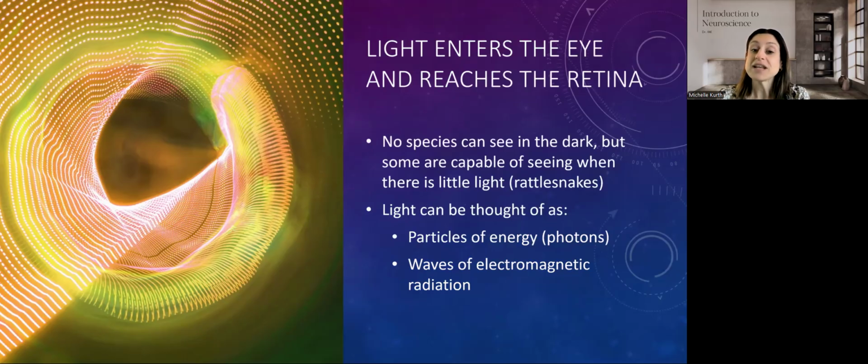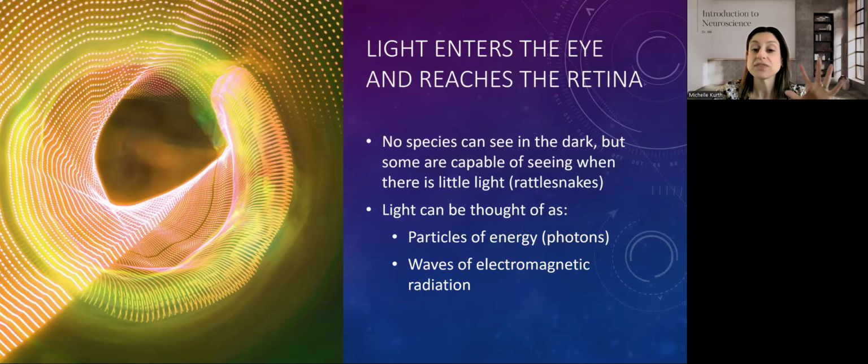Now, light itself can be thought of in two ways. It can be thought of as tiny particles of energy, called photons, or as waves of electromagnetic radiation. And every single thing that we see starts with these little packets of light entering the eye. So essentially, you're looking at an object, light is being reflected, and packets of light are entering the eye.